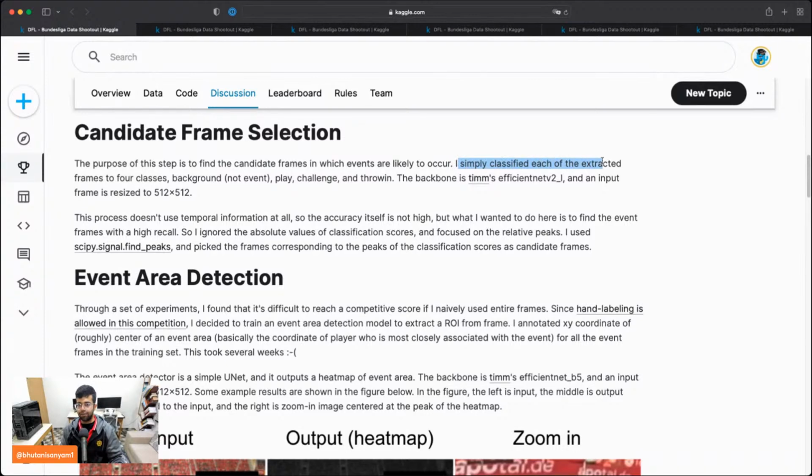They had simply classified each of the extracted frames into four classes: play, challenge, and throw-in. And the backbone was EfficientNetV2 large. This process did not use the time information, so accuracy was not high. But he wanted to find the events with a high recall, so he ignored the absolute values.